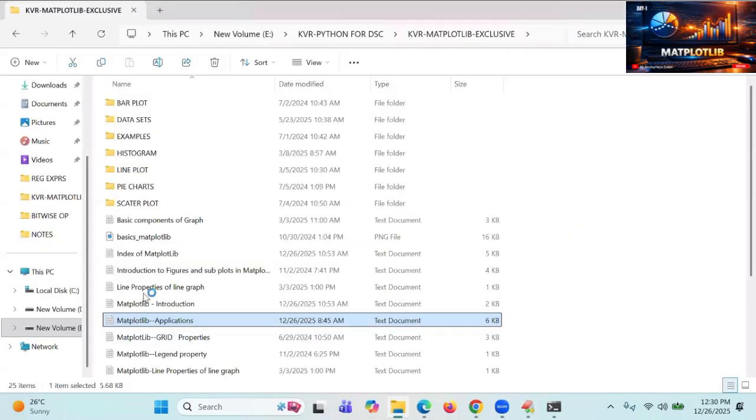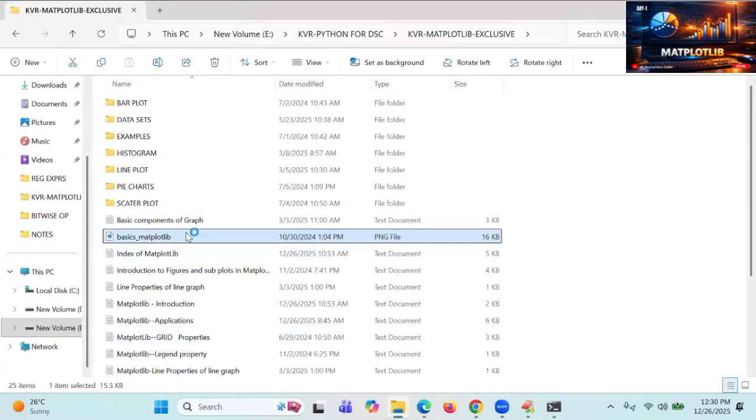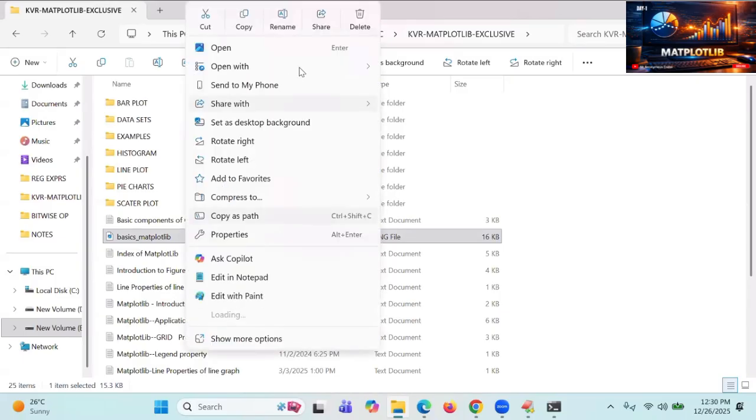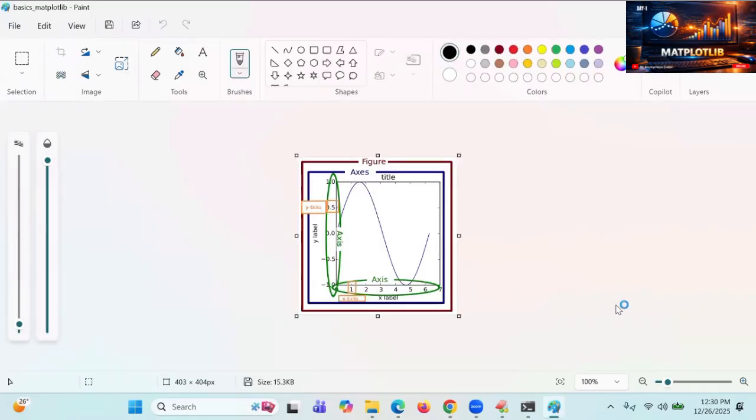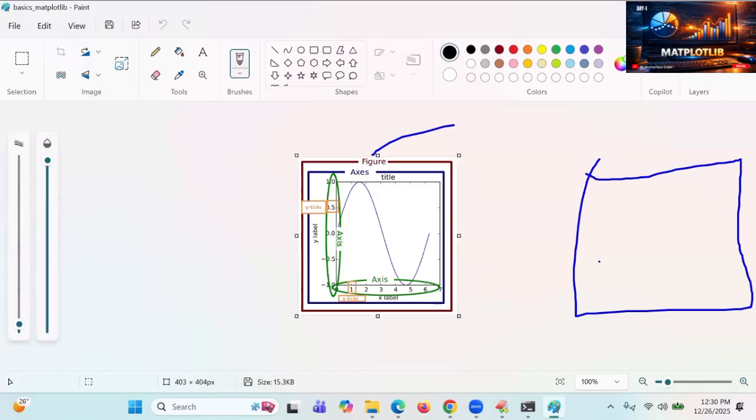A small example I want to say. Basics of what? Matplotlib. One small diagram I want to show you. The diagram you can easily understand. I already made you understand. So what is this? Come on. What is this? This one. What is this? Right. What is this again?